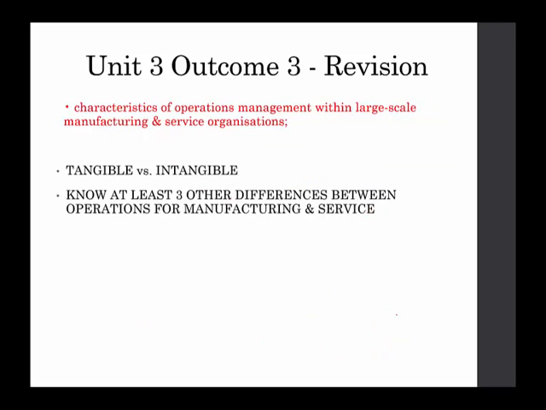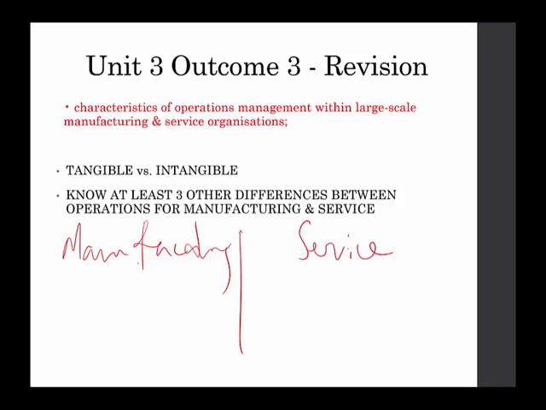The second dot point is all about the characteristics of operations management within manufacturing and service organisations. And to this end, it would seem that the study design just wants you to draw a line in the middle and say, all right, that's manufacturing over here, and this is service organisations over here. So of course you've got your car companies on the left here, and you've got your banks or insurance and things like that on the right.